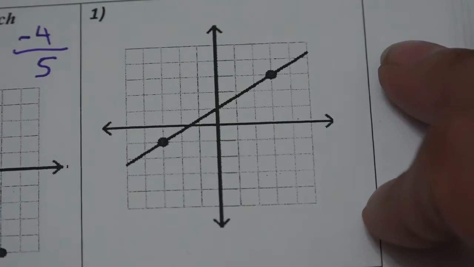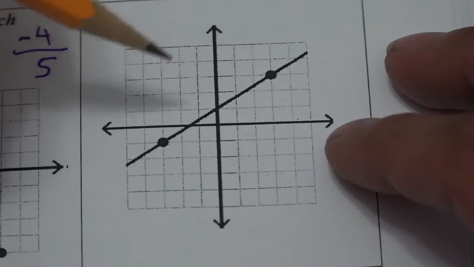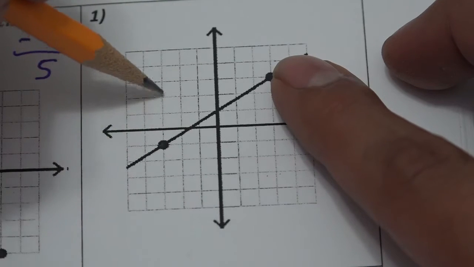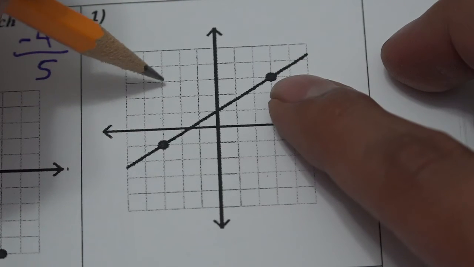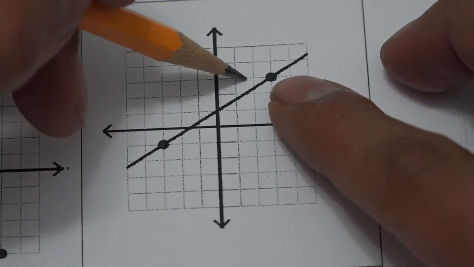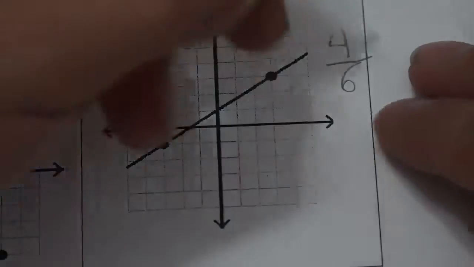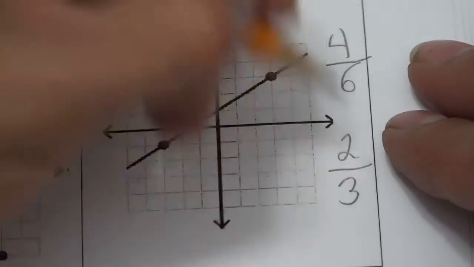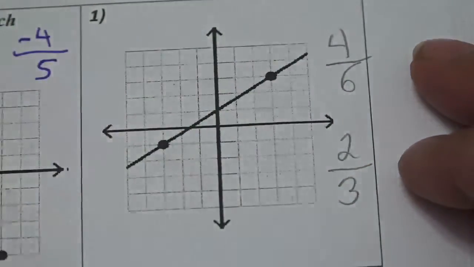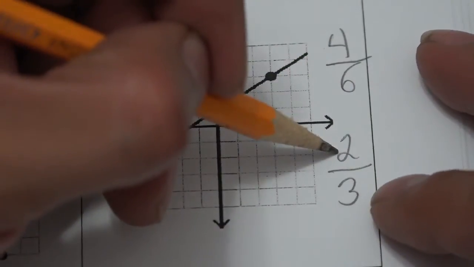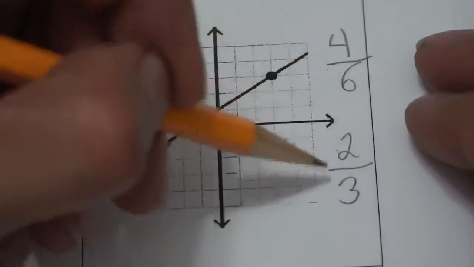Okay, let's find a slope here. From here, 1, 2, 3, 4. And then 1, 2, 3, 4, 5, 6. 4 over 6, which translates to 2 over 3. If you have any questions on why these two are equivalent, you let me know. All I can say is that if you have a fraction, you could reduce it. This is not wrong. This is better.